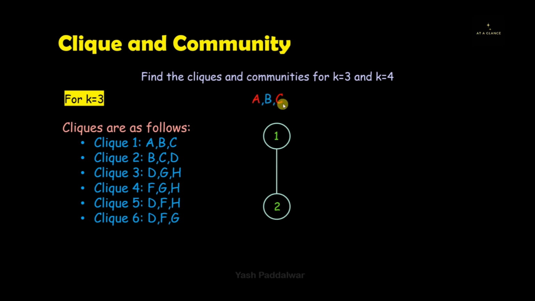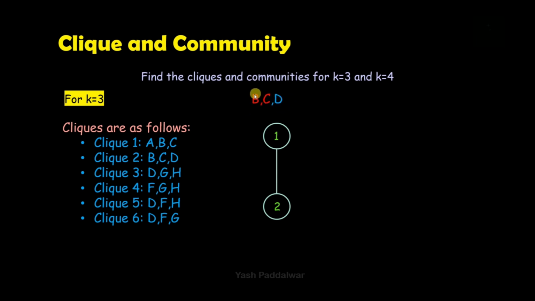Now let's check for the next pair which is A and C. Let's check whether A and C are present as a common node between other cliques or not. So it is not present, therefore no community will be formed by sharing these 2 nodes as common nodes.